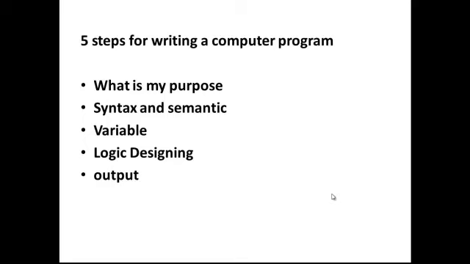So these are the 5 main things in which first of all you should know the purpose of writing a computer program. After that the syntax and semantics. Third, variables, and after that logic designing, and in the last you should know about the output. Let's see and explain them one by one.